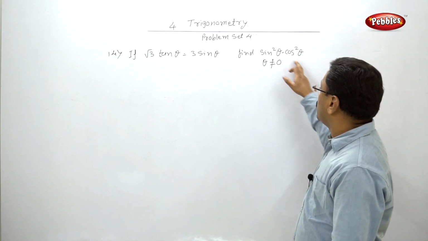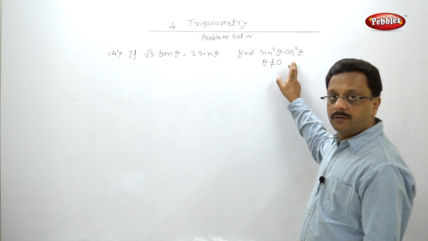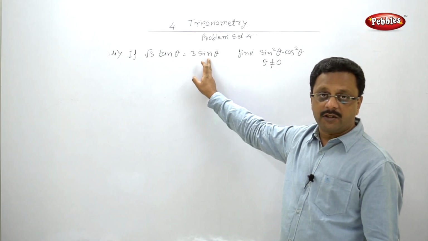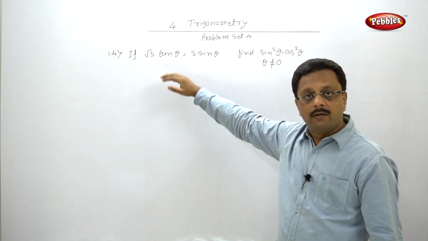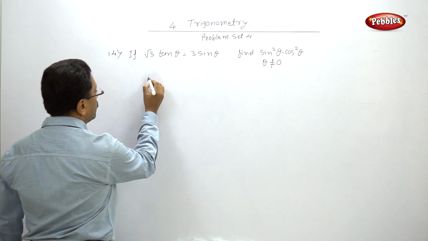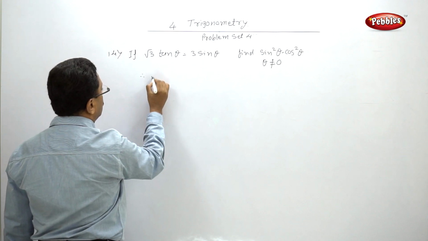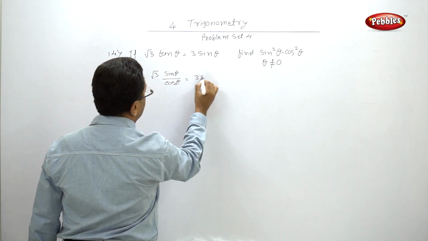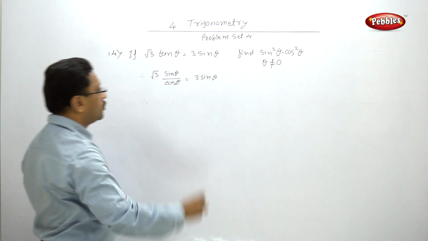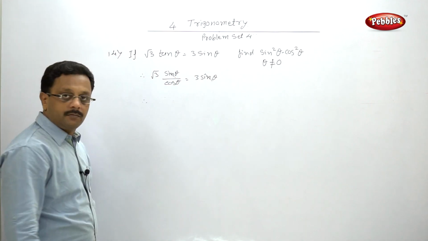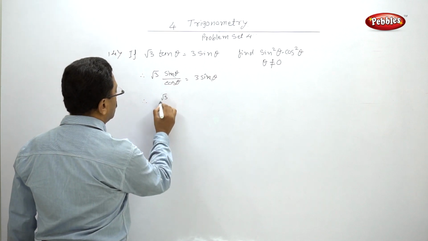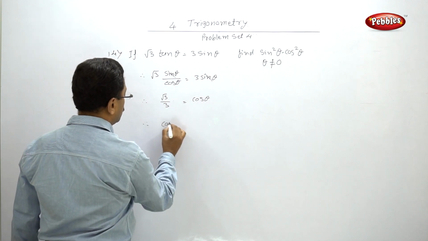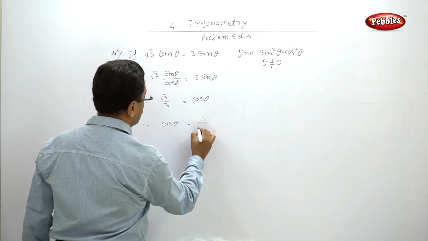Because we want to find out this value, sin square theta minus cos square theta. Now here, tan theta is given, sin theta is given. Now first, let us simplify the given. So, from this statement, I will have root 3 sin theta upon cos theta is equal to 3 sin theta. Of course, this sin will get cancelled, and we will have root 3 upon 3 is equal to cos theta. And so, cos theta is equal to 1 upon root 3.